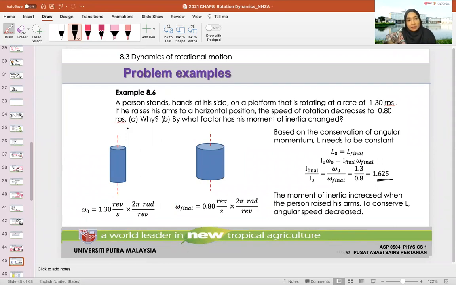Bila dia letak tangan dekat side, dia hanyalah sebiji silinder yang kecil. Bila dia angkat tangan, umpama dia sebiji silinder yang besar. So, based on the conservation of angular momentum, L needs to be constant because torque is 0. And then they equate I naught omega naught equals to I final omega final to find out what is the change in moment of inertia with respect to the original. Okay, that is the question.